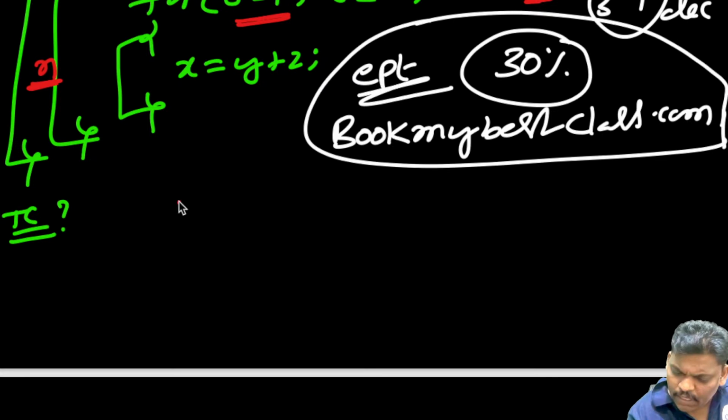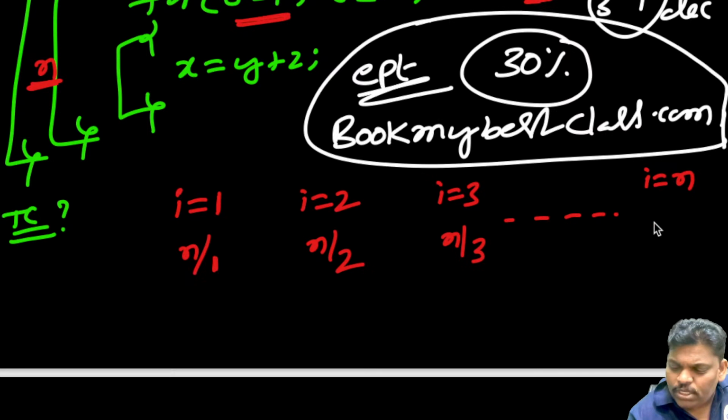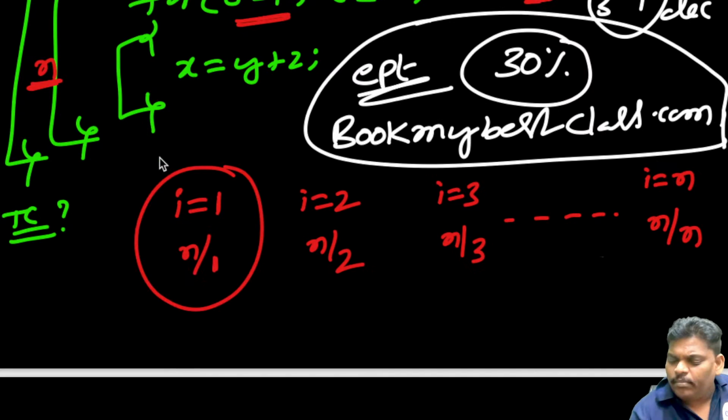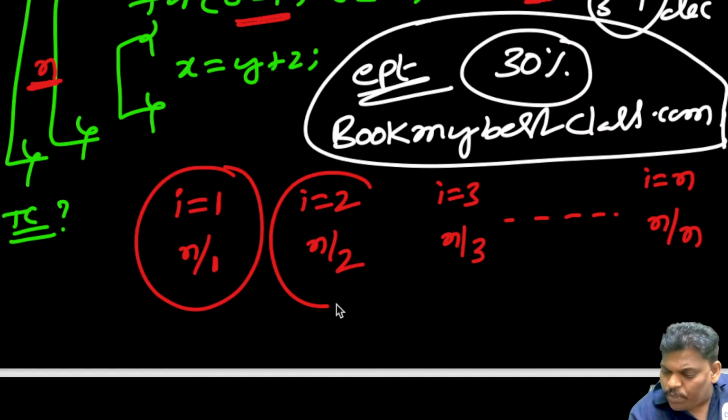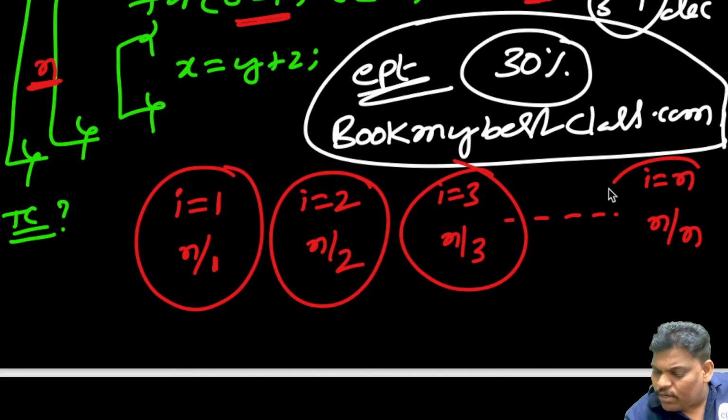Listen everyone. I is equal to 1, the J loop is running n by 1 time. I is equal to 2, the J loop is running n by 2 times. I is equal to 3, the J loop is running n by 3 times, and so on. I goes up to n, and the J loop runs n by n times.